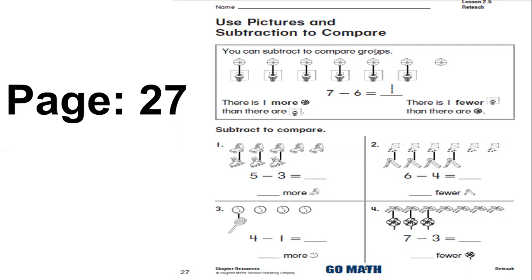Now let's start. This is the lesson related to our book that we have finished. This is lesson 2.5. Use pictures to compare. Use pictures and subtraction to compare. So you can subtract to compare the groups. We are going to count how many there are in the groups, and then find the difference. So we are going to compare and then subtract.